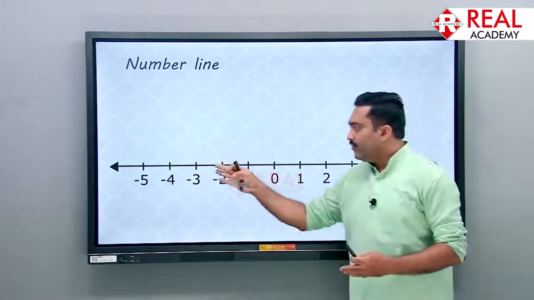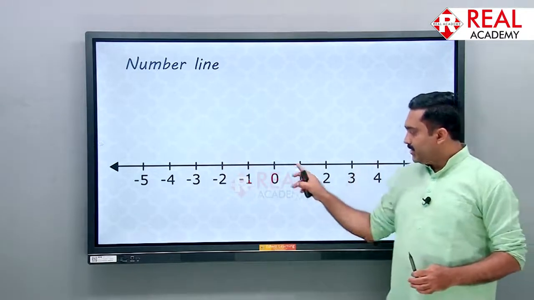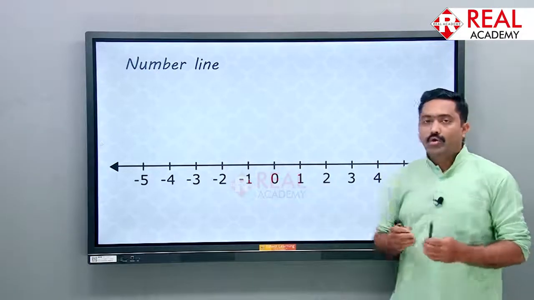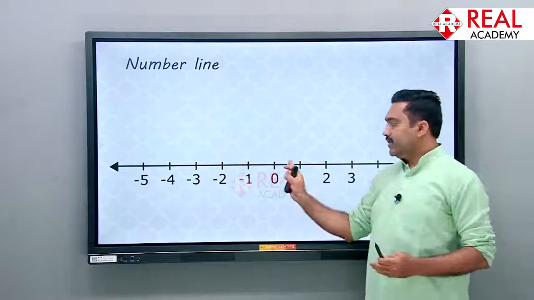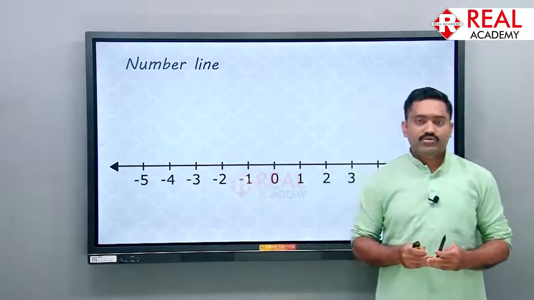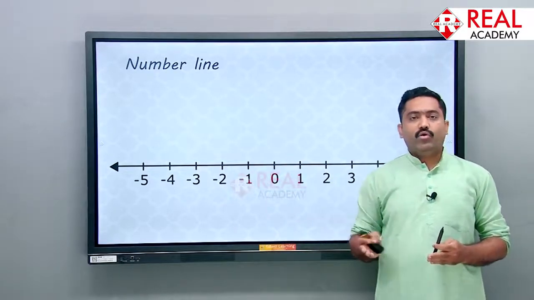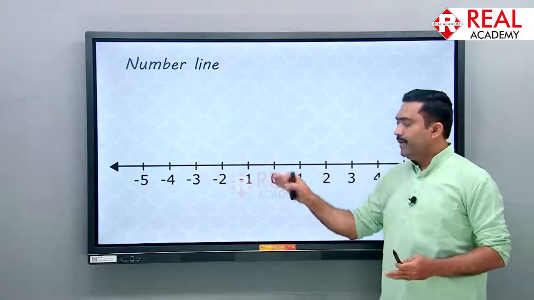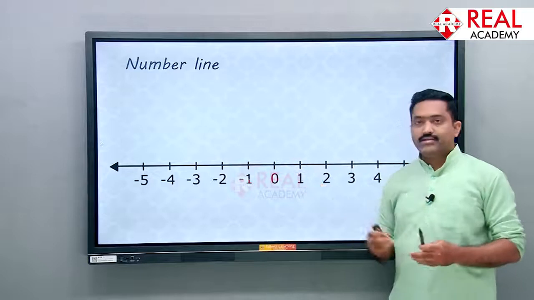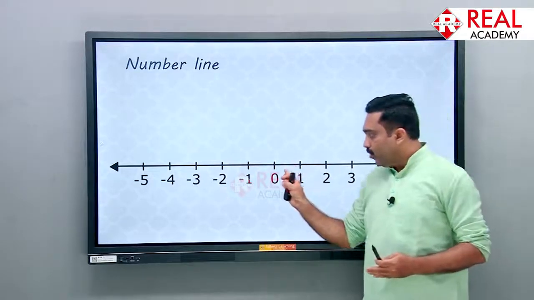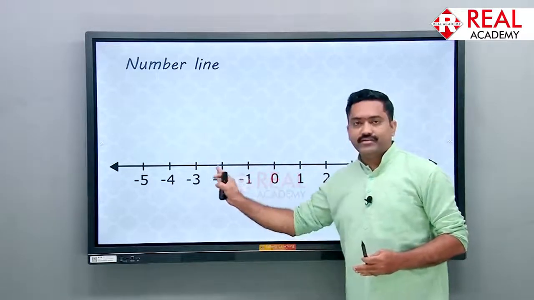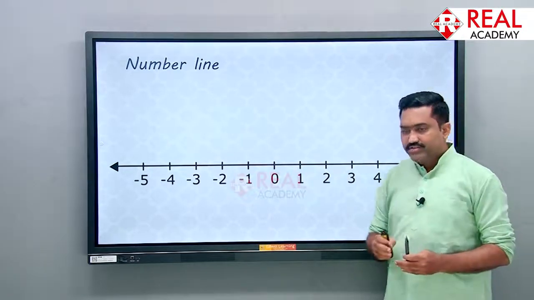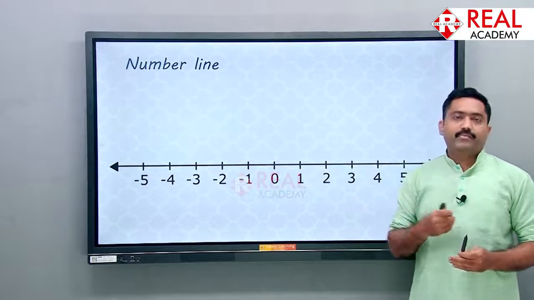So like that, we have this number line. As you can see, there is somewhere a 0. To the right side of it, we have all positive values. To the left side of it, we have all negative values. And they are in increasing order when we go to the right. That means you will not find any number on the left that is bigger than the one on the right. You go on the left side, you will find that numbers are decreasing. You go on the right, you will find that the numbers are increasing. So this is how we understand a number line.